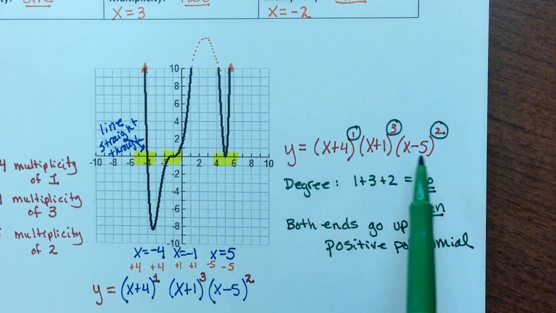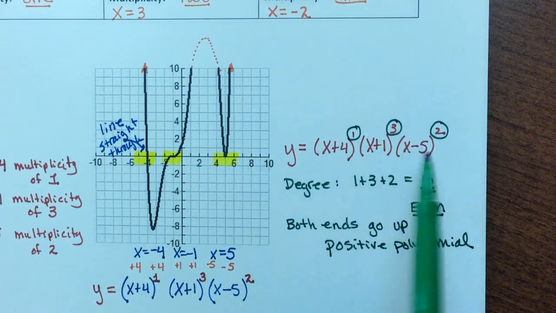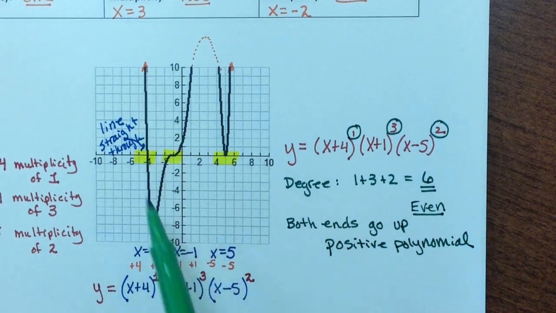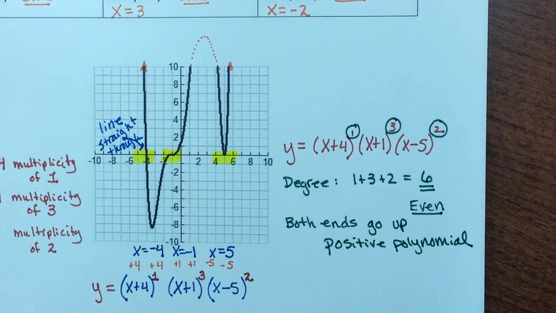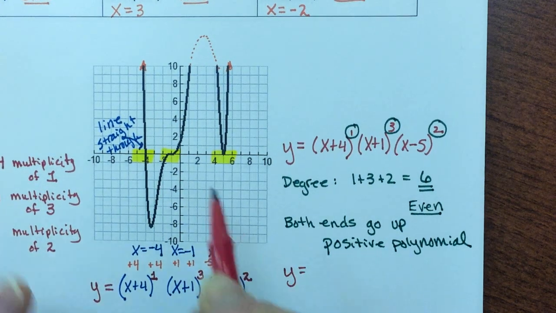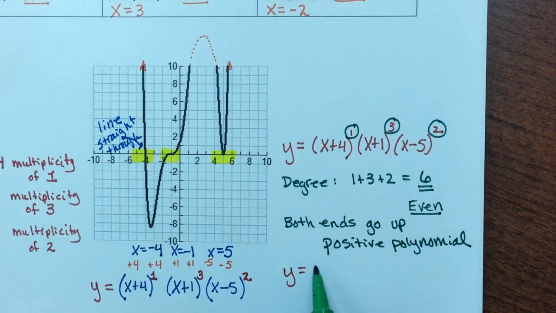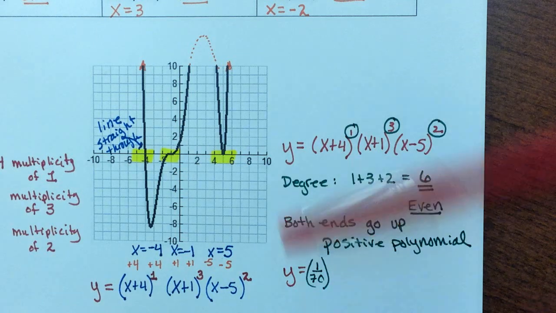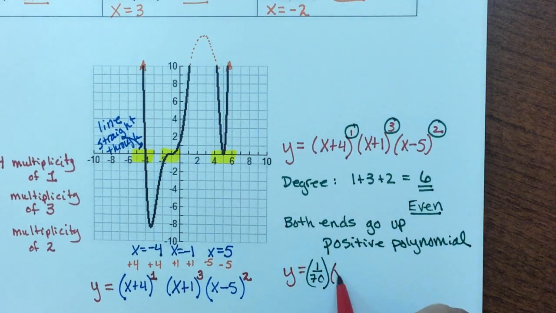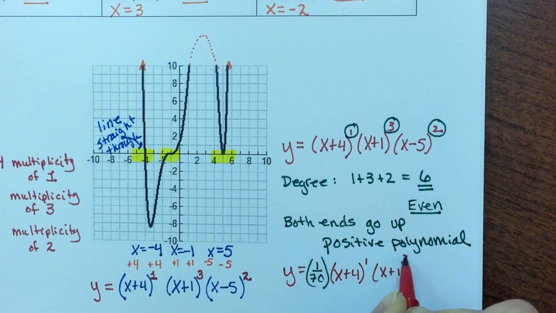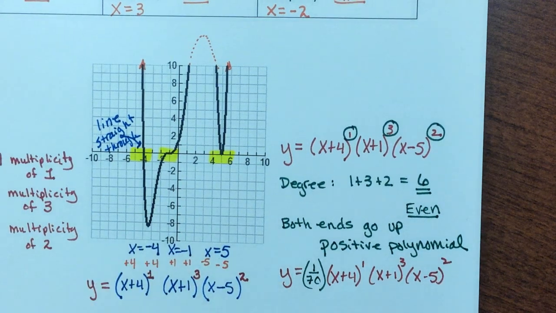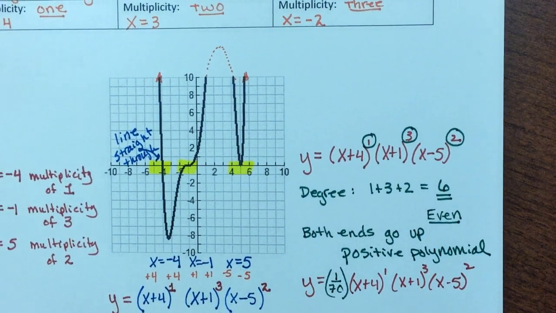So if you were to graph this in your calculator, you're going to get something very similar. When I went ahead and I made this function, I actually had a coefficient in the front. So in order for you to see it nicely, I actually had a coefficient of 1 over 70 right in the front. So you can go ahead and put this in your calculator, and you'll see that this is going to graph this function right here. So that's multiplicity.